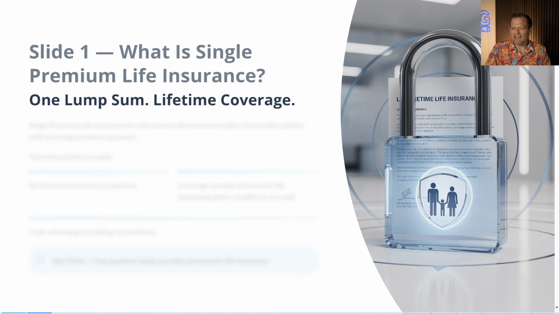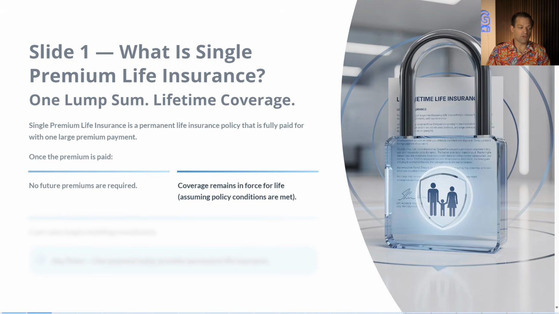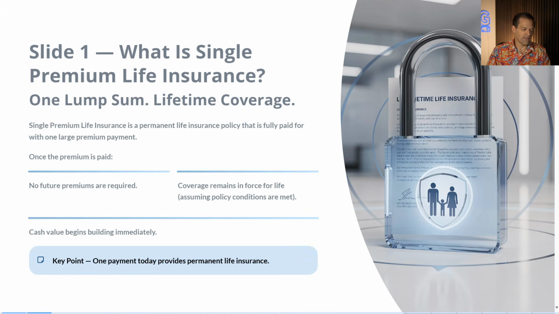So let's break it down a little bit more, okay? So single premium life insurance is a permanent life insurance policy that is fully paid for with one large premium payment. Once the premium is paid, no future premiums are required. Coverage remains in force for life, assuming policy conditions are met, and cash value begins building immediately. So the key point here is one payment today provides permanent life insurance, okay?